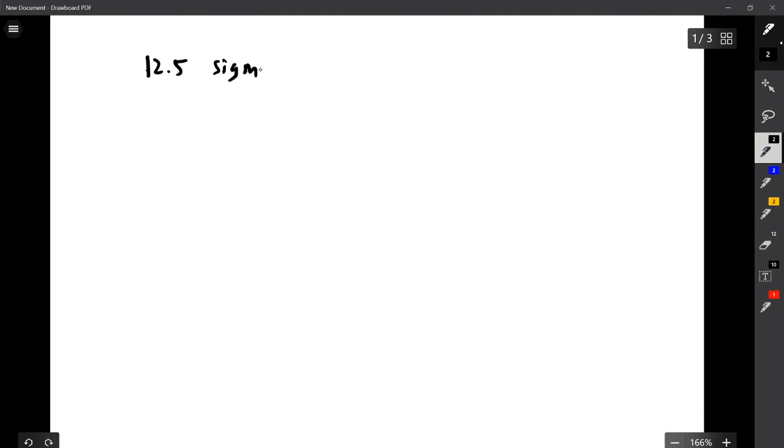Sigma notation. Oops, I don't know why I did that other than I'm at the top of the page and weird stuff happens. Sigma notation. This is something that shows up profusely in math. It's just a very compact way of representing a variety of things that happen in a set pattern.